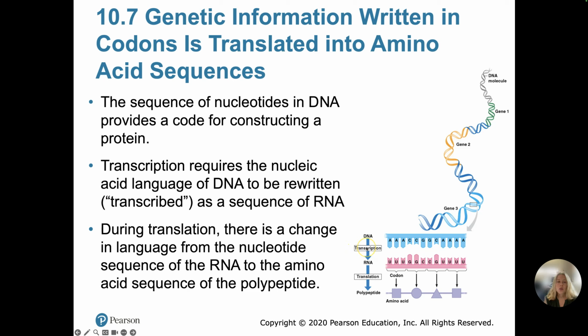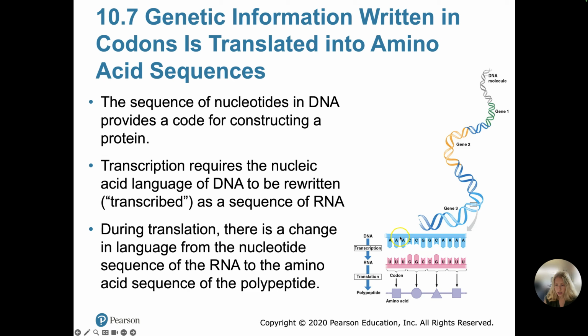Transcription, which happens right here, requires the nucleic acid language of DNA up here to be rewritten or transcribed as a sequence of RNA. So it's helpful to think of transcription and translation linguistically. When DNA is transcribed to RNA, it's still in the language of nucleic acids, but it has been rewritten in the sequence of RNA, which uses U instead of T. And then during translation, there is a change in language from the nucleotide sequence of the RNA to the amino acid sequence of the polypeptide.